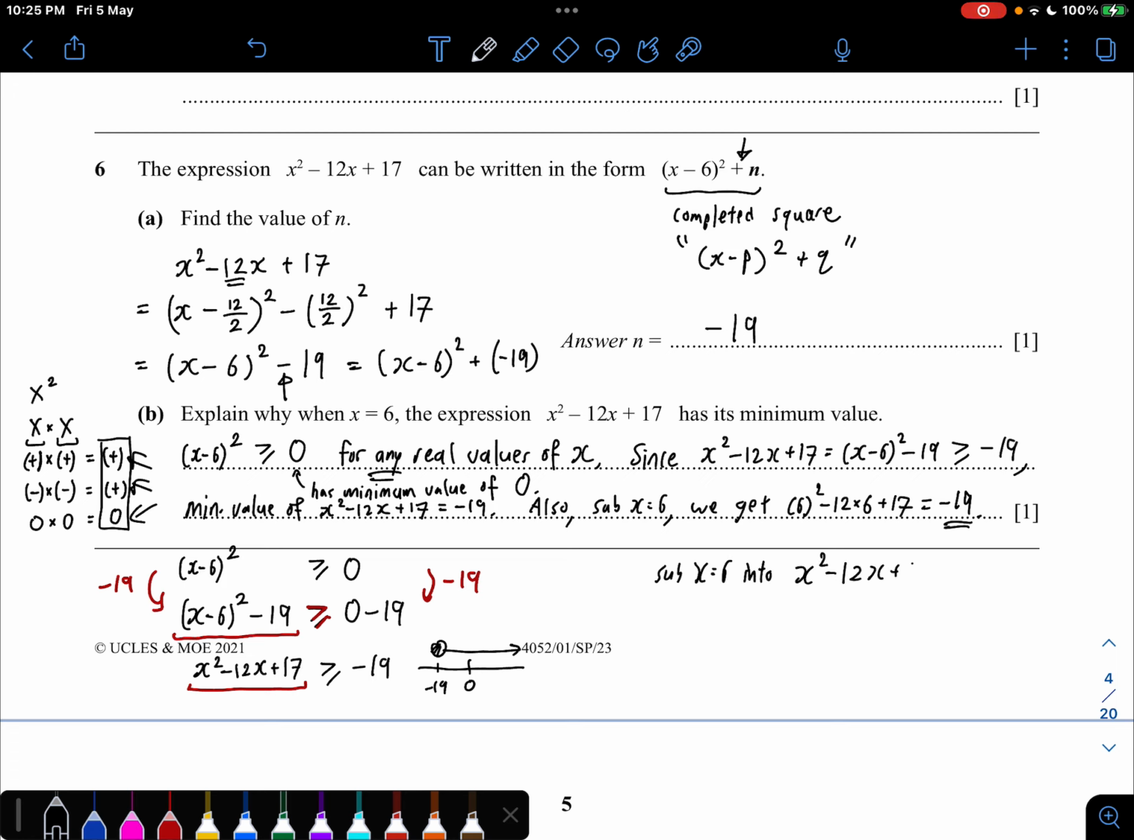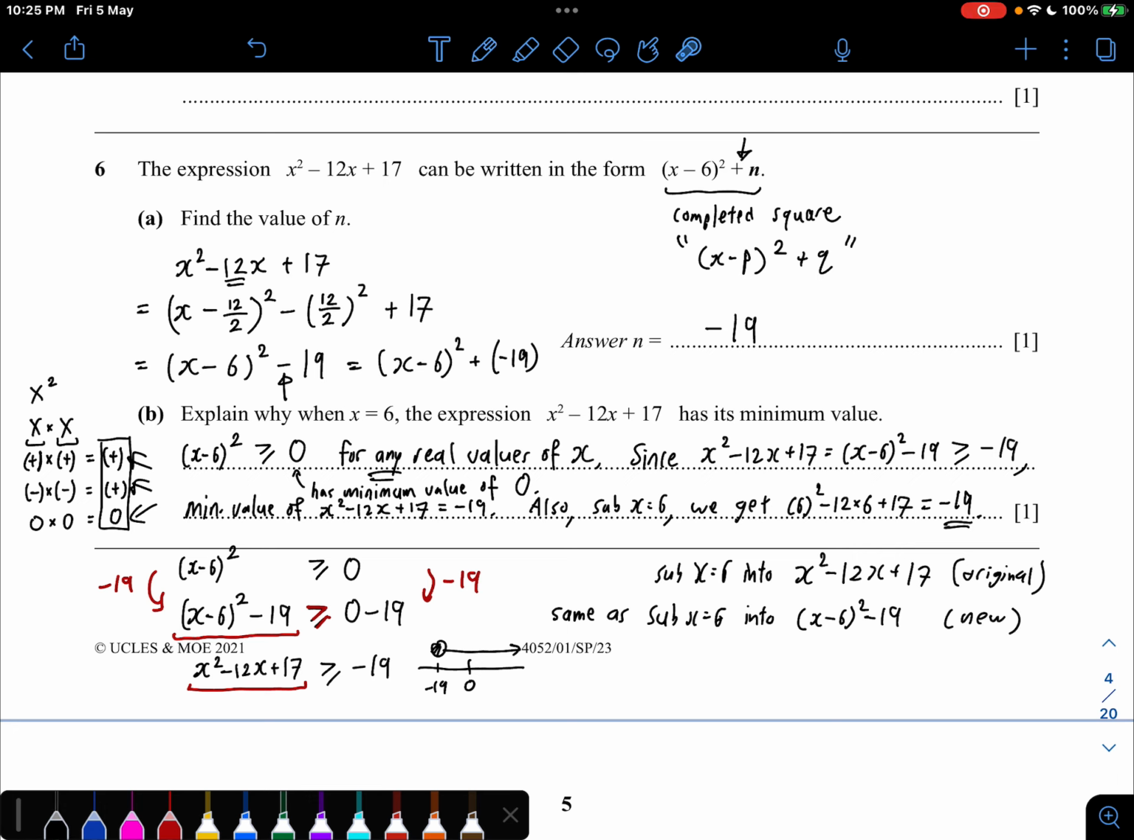the original is equivalent to, same as, substituting x equal to 6 into the new version, which is the completed square version. And with the new version, I think it's super clear.